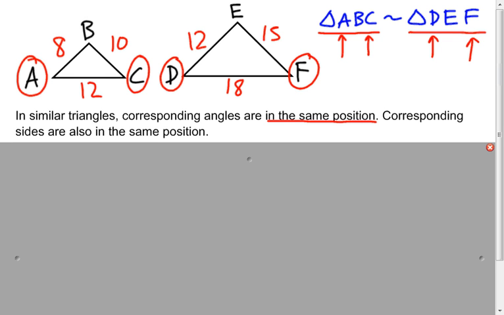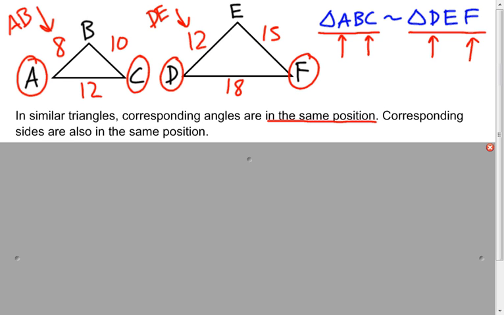Corresponding sides are also in the same position. For example, this side over here that's got the 8 on it, remember that would be side AB. If I look at the other triangle, the one that's in the same position, kind of top left, is side DE. So AB would be corresponding with DE. They're both in the same position.